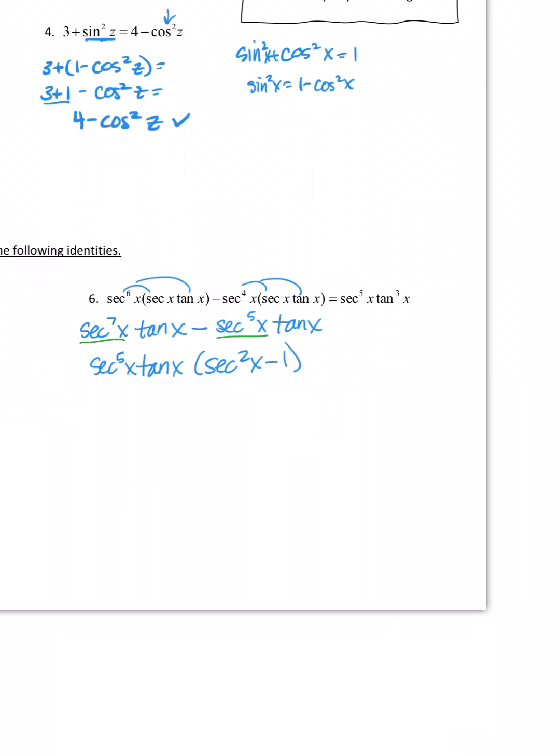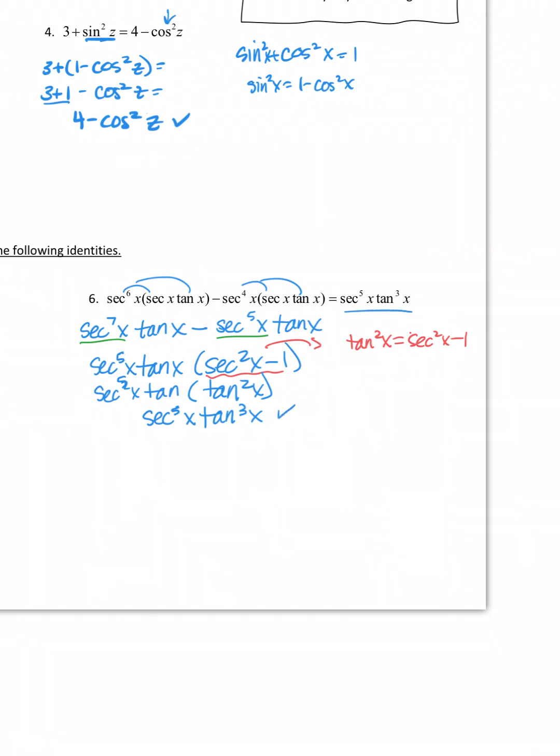All right. Well, this goes to one of our Pythagoreans that we can solve, and it'll say tangent squared x is secant squared x minus 1. So I can replace this with tangent squared x. So I have secant to the 5th of x times tangent times tangent squared x. What does that clean up to? Secant to the 5th of x times the tangent to the 3rd of x. And that is what I wanted. That's where I wanted to end up.